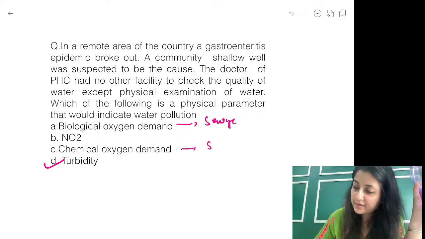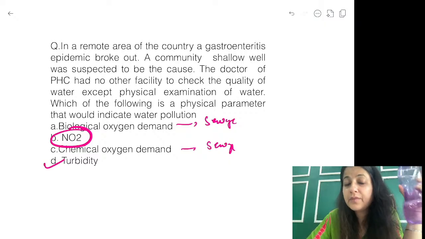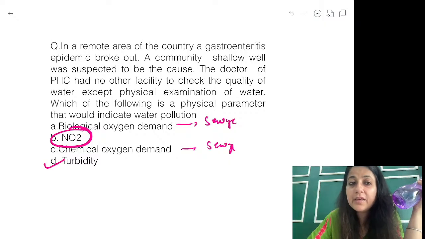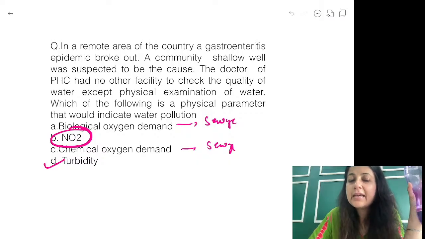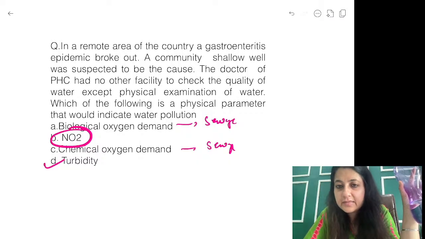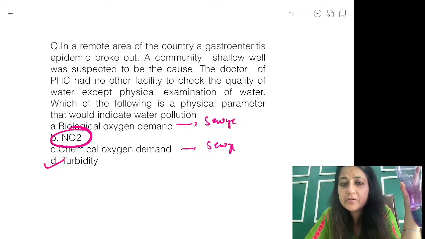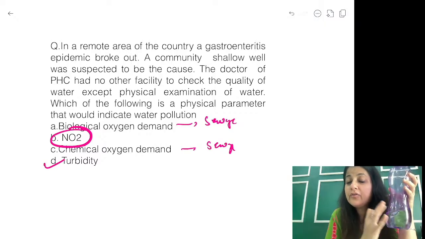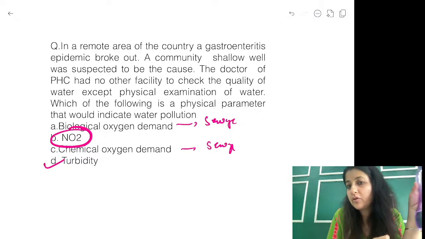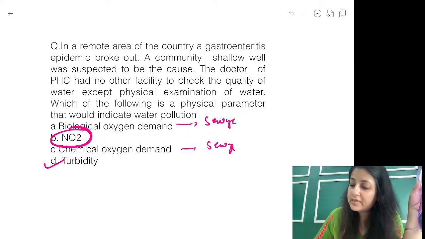They are for sewage. Nitrogen dioxide, again, is in the air. I can't look and say, oh, there is nitrogen dioxide, or oh, the BOD of water is this much. I will have to do some experiment, okay? But if you talk about turbidity, color, or taste, those are all physical parameters. What is the pH recommended for water, guys?